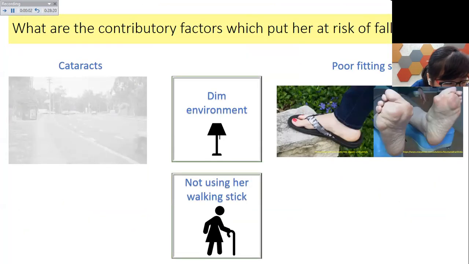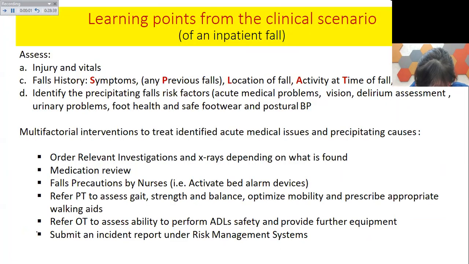The cataracts also cause her to have impaired vision. At 9 p.m., the environment in the ward was dim and she did not use her walking stick. She also had poor fitting shoes where she wore slippers in the hospital environment. We now examine the learning points from the clinical scenario. Dr. Ng will bring us through the learning points.